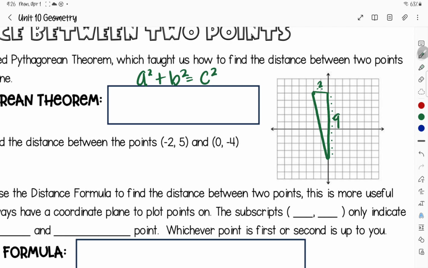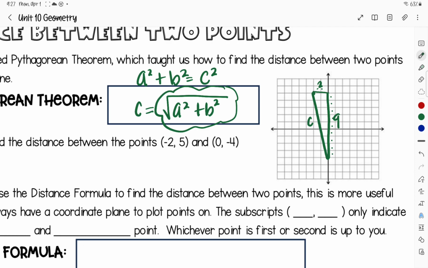Or the way we kind of manipulated the formula last year to solve for the hypotenuse, because remember the hypotenuse is c, it's the long side here. So c equals the square root of a squared plus b squared. It's just the Pythagorean theorem solved for c. So we put this part into our calculator, substituting a for 2 and b for 9, or vice versa, it doesn't matter. And then we come up with an answer.